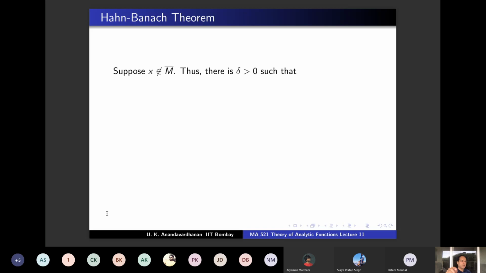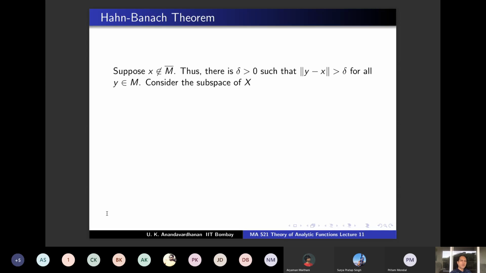So x is outside M bar, so there is a small neighborhood which will not contain any point of M. So there is a delta such that the distance between y and x, with respect to the norm topology, so the norm of y minus x is bigger than delta for all y in M.